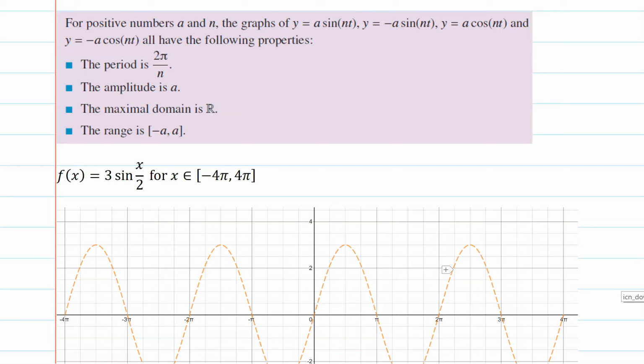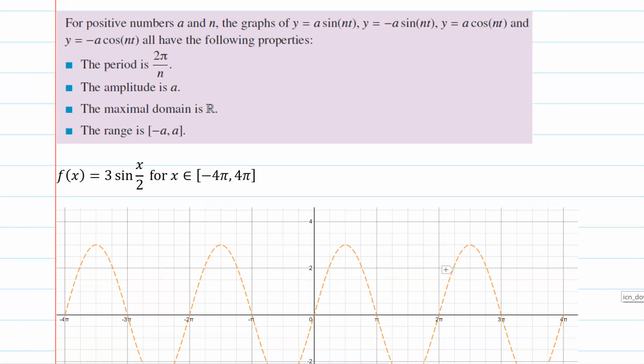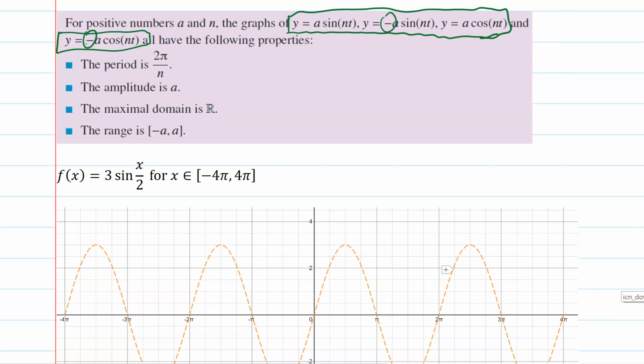Hi all, in this lesson we are going to consolidate our understanding again on sketching sine and cosine graphs with dilation. Let's have a look at the theory part quickly. If I have any form of these circular functions, the negative means it's reflected through the x-axis, and A means the dilation or the amplitude, that's how far you are away from the x-axis, and the n matters for the period.